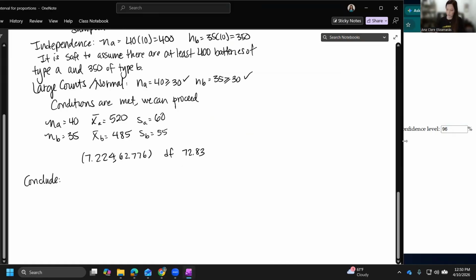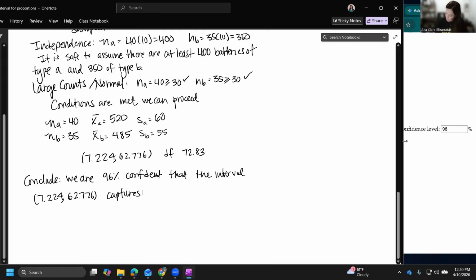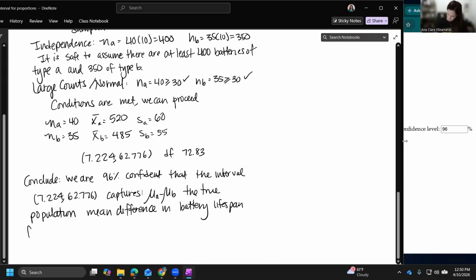So now in our conclusion, we draw a conclusion based on what we found. So we are 96% confident that the interval (7.224 to 62.776) captures, and this is about what we're talking about, mu A minus mu B, the true population mean difference in battery lifespan for batteries A and B.